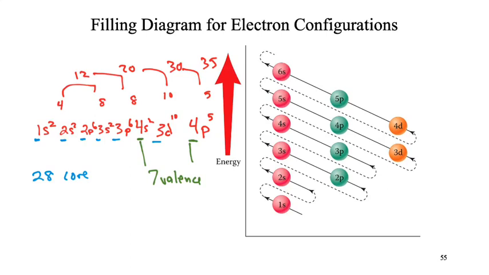What is the Roman numeral at the top of the carbon column? 4. How many valence electrons did carbon have? 4. That's just random blind luck. Bromine, totally not at the top of the column, so it must not work at all. The Roman numeral for the top of bromine? 7.